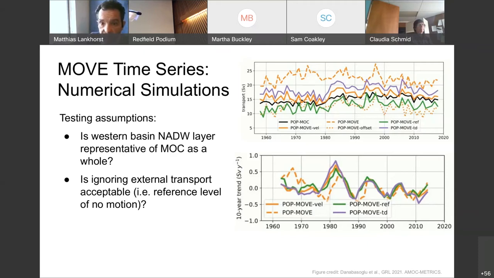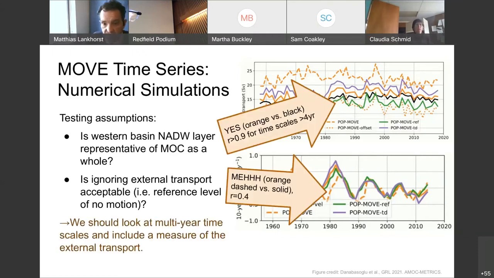The figures on the right are from their models. The upper one shows volume transport at 16 north, and the bottom one shows 10-year trends, and all the different color lines are different constellations in the model. You don't have to look at all of them. To address the first question, look at the upper one and compare the orange line versus the black line. Long story short, the answer is yes. The Western Basin NADW layer is actually correlated with the MOC with high correlation coefficients on long timescales, but you have to look at timescales longer than 4 years. So don't worry about these year-to-year wiggles, only look at the long-term signals.